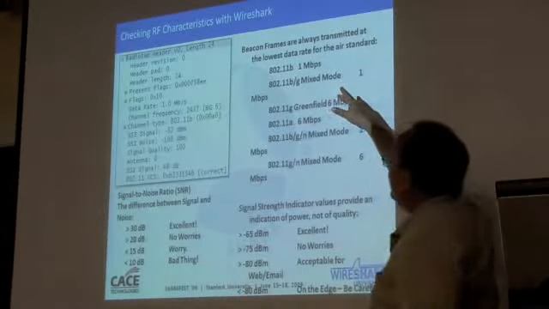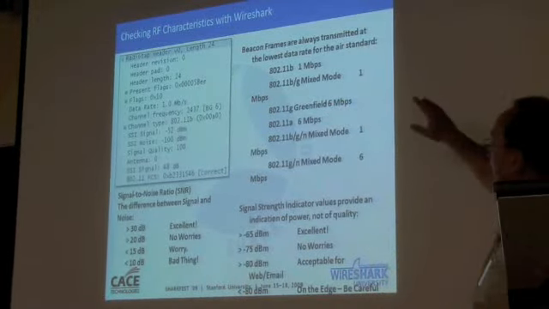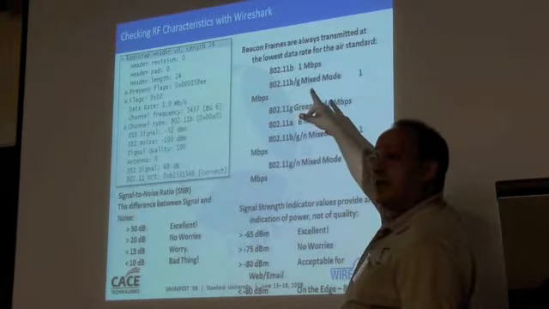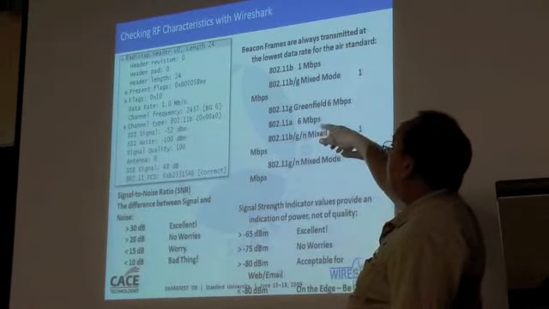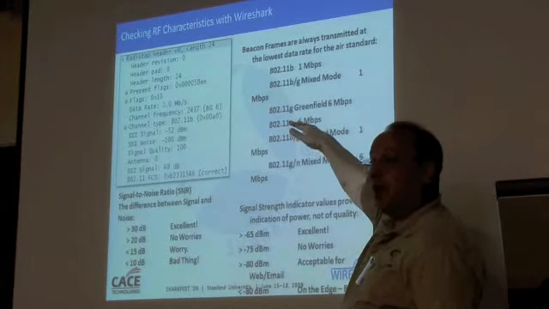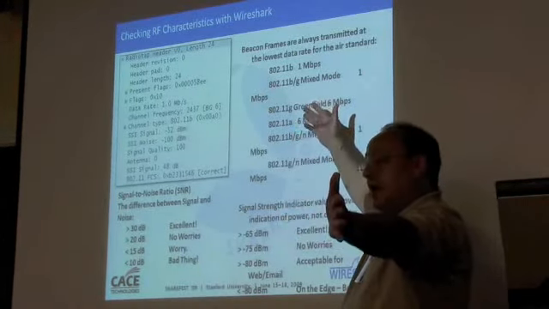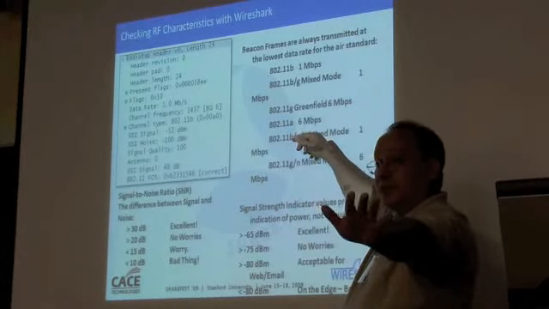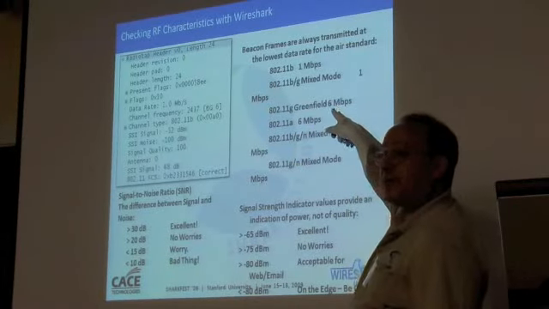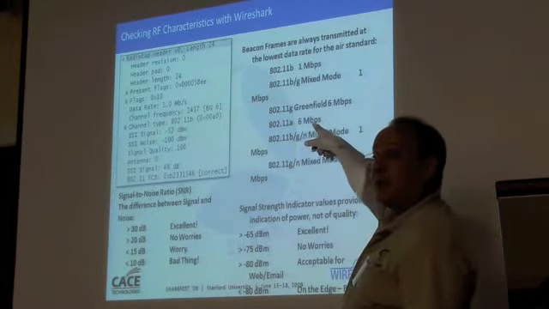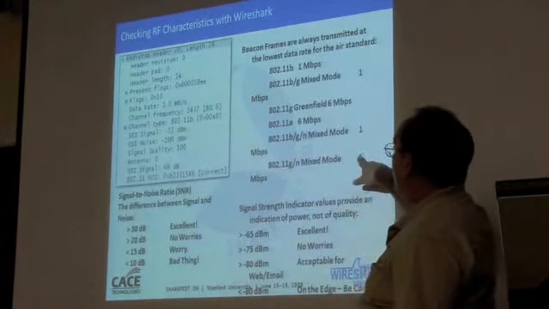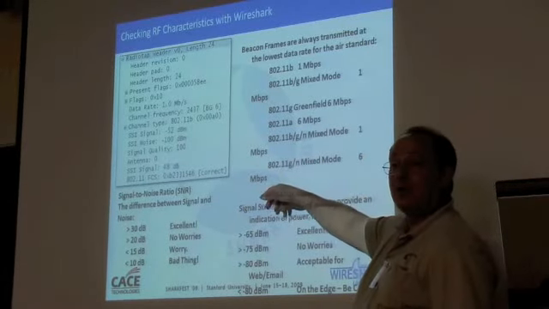Beacon frames are always transmitted at the lowest data rate for the air standard. So for 802.11b, it's 1 megabit per second. BG mixed mode, it's 1 megabit per second. If I configured for G in Greenfield, only G, which nobody does, because that means you refuse to support 802.11b clients, then it would be 6 megabits per second for the beacons. A is 6 megabits per second because 5.8 gigahertz A, that's the lowest data rate, and so on. GN mixed mode is 6 megabits per second for the G, and so on.